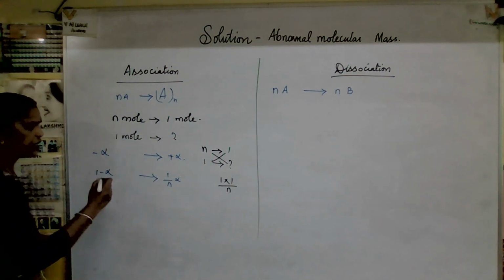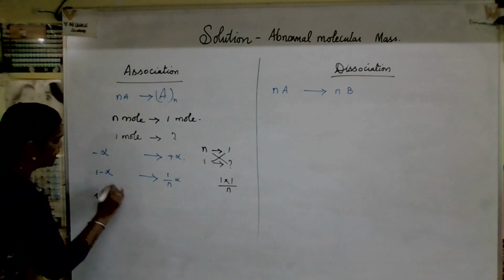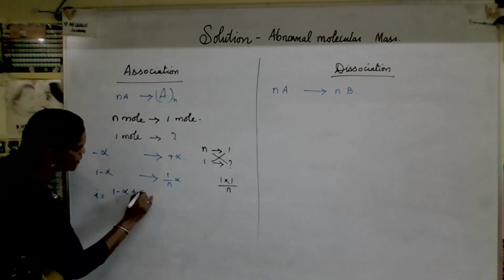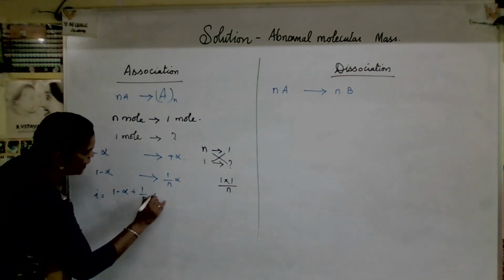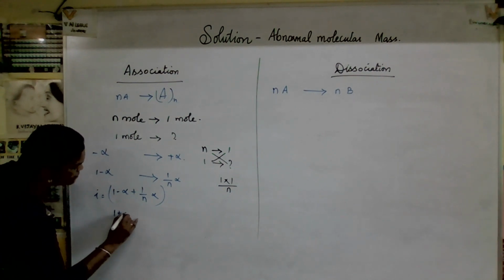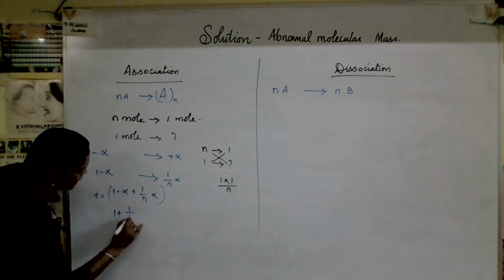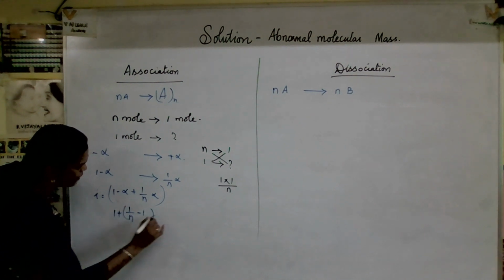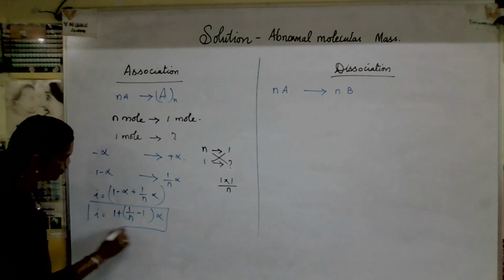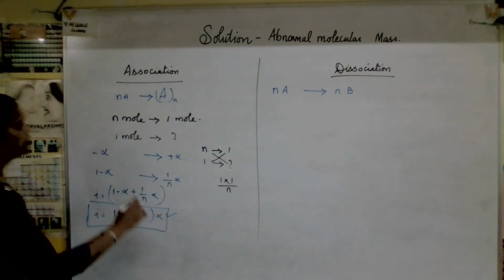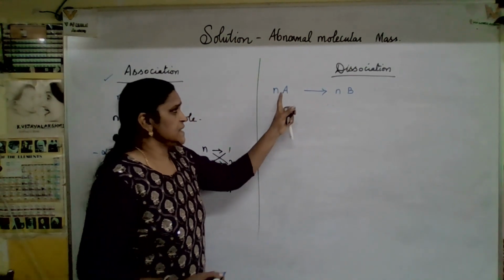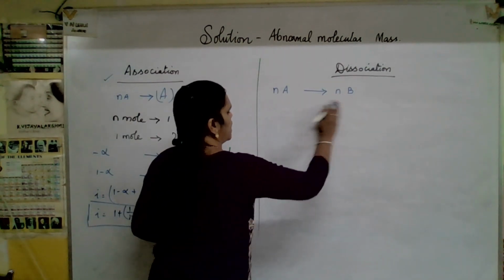So how do we identify the total? Here 1 minus alpha plus 1 by n alpha. So totally, i equals 1 plus (1 by n minus 1) alpha. Shall we write it like this? This is used for the association concept. Now let us analyze the dissociation concept. How do we get that formula?